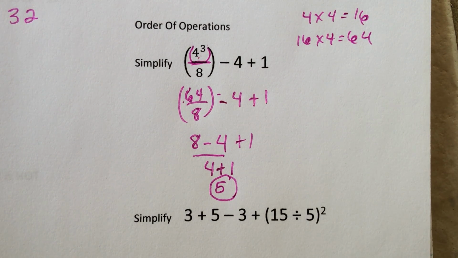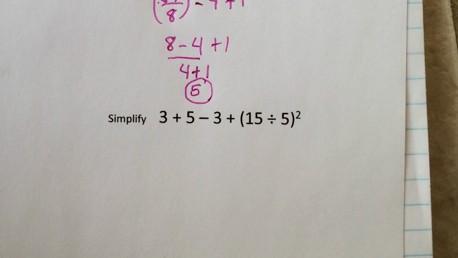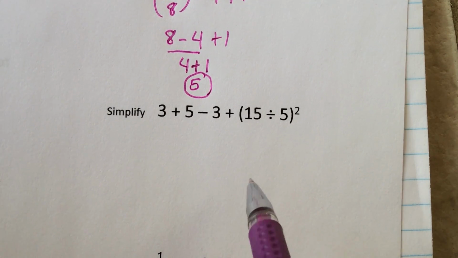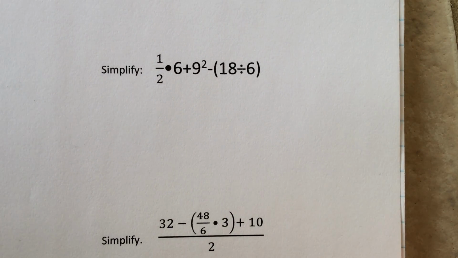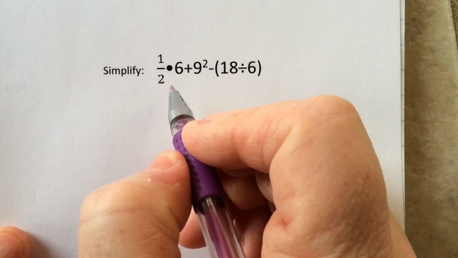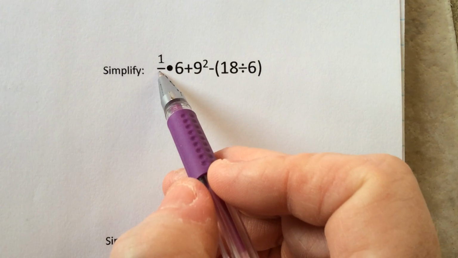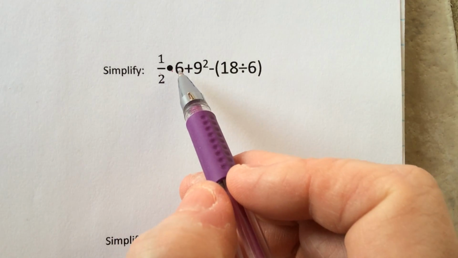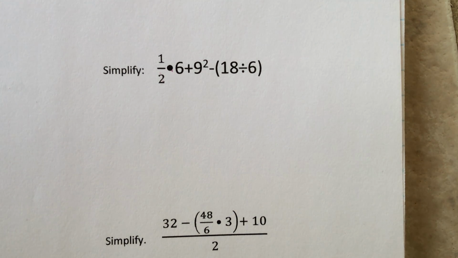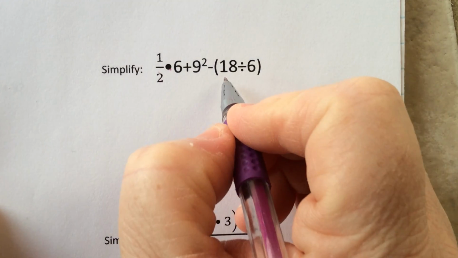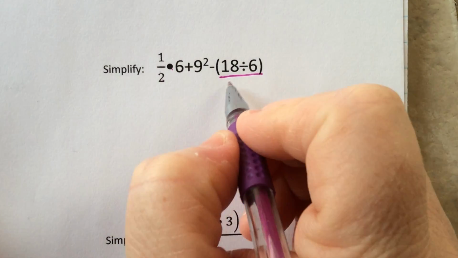Okay? All right, I'm going to let you do the next one, and then I will do the one after that. Okay, so I see dividing and multiplying and adding and exponents and subtracting and dividing. But my order of operations tells me to do dividing first, or parentheses first, so which is your dividing here.